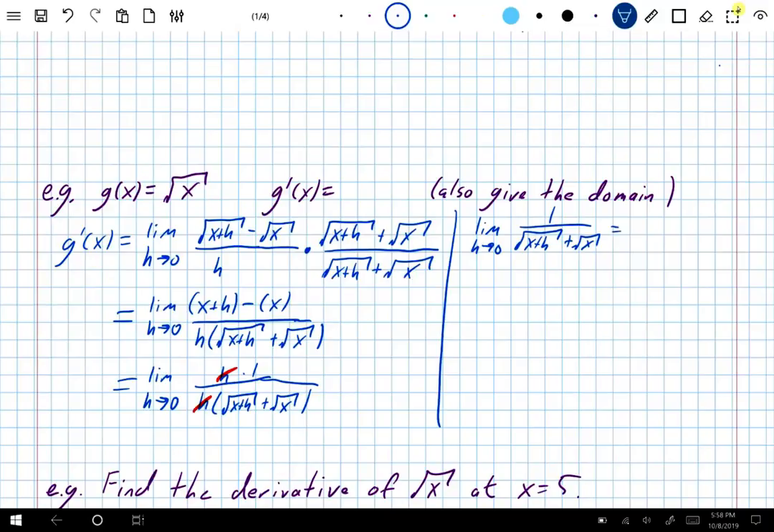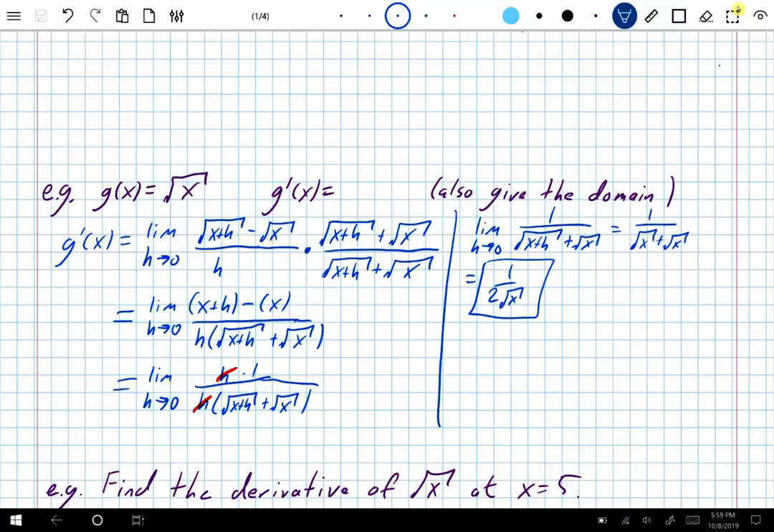So this is just 1 over the square root of x plus the square root of x. I think I can do better than that. That looks like 1 over 2 root x. Nice. That's it. That is the derivative of the square root of x. And from now on, if I wanted to know the slope of the tangent line when x is 5, I could just plug in 5 into that function.